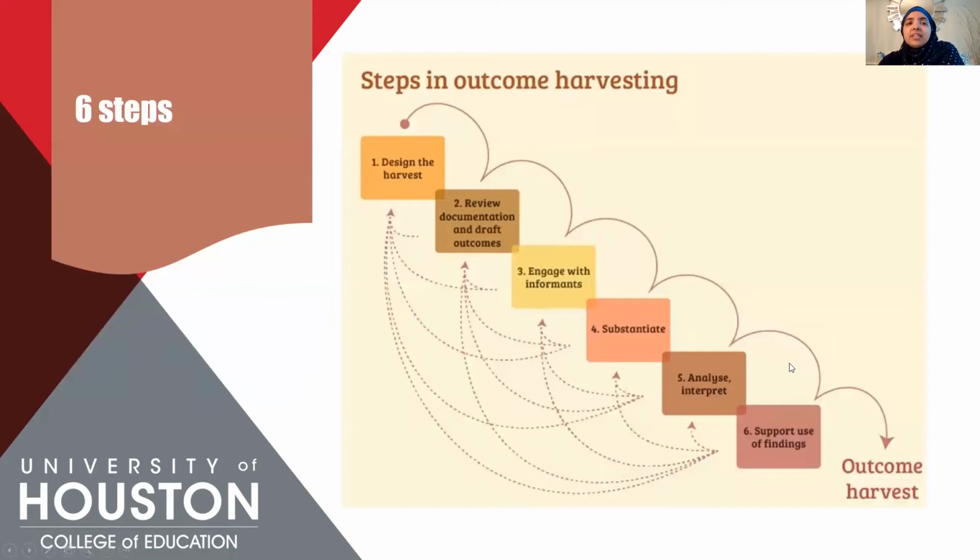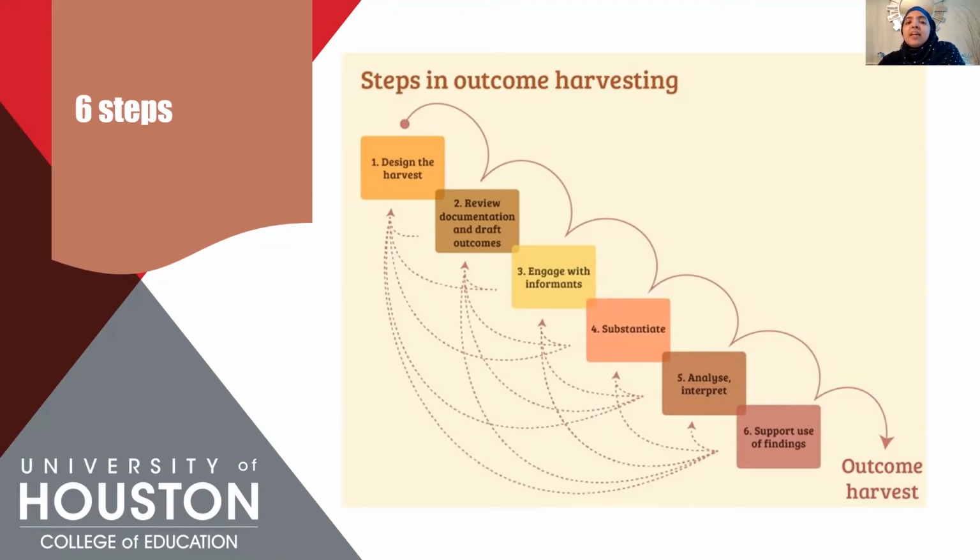Now let's take a look at the six essential steps in outcome harvesting. So the first step is to design the harvest. Now let's take a look at the six essential steps to outcome harvesting. The first step is to design the harvest itself. Okay, so you're designing this evaluation.